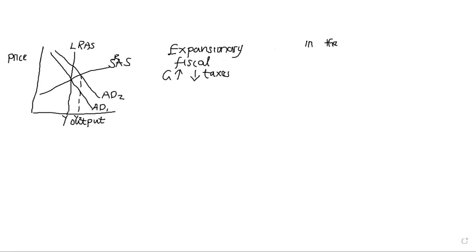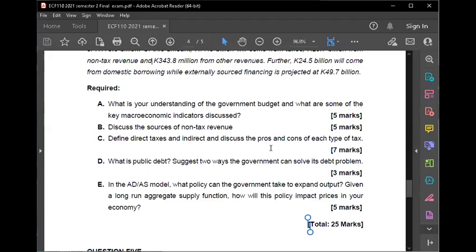So output will increase, but what is happening to prices? You can see that prices are also increasing, isn't it? So you can see that as we are at this point, both of them, prices and output, have increased, right? So you'd have answered that first part. In the short run, both output and prices will increase.